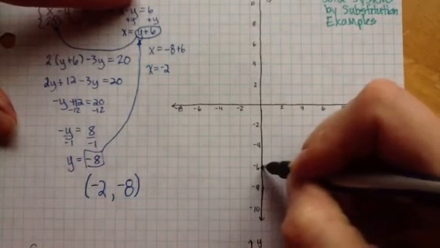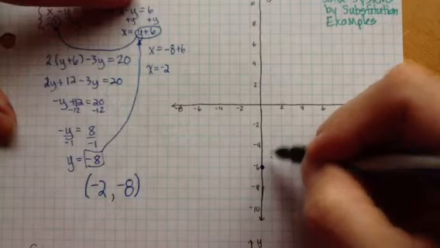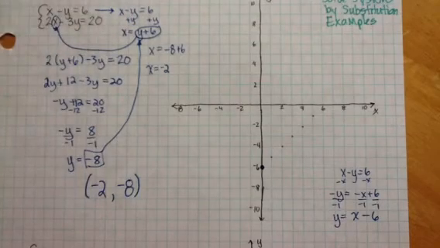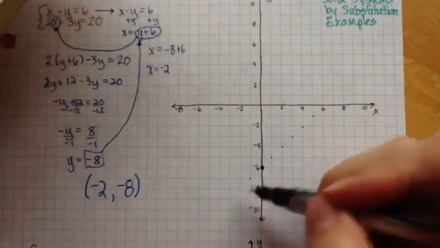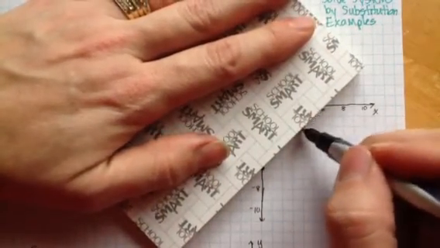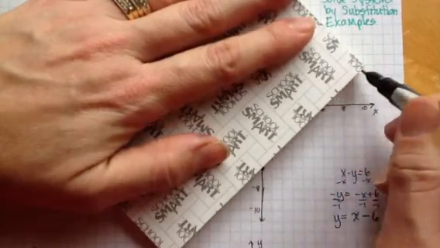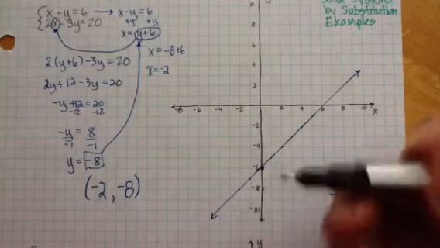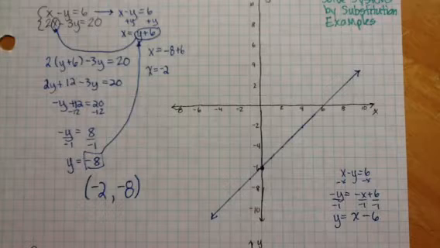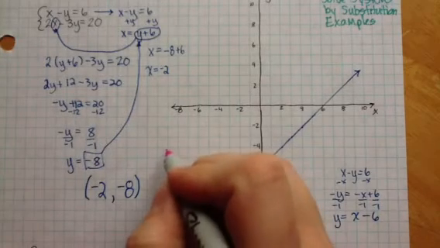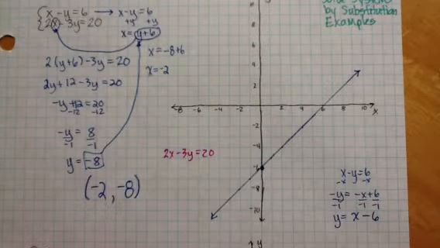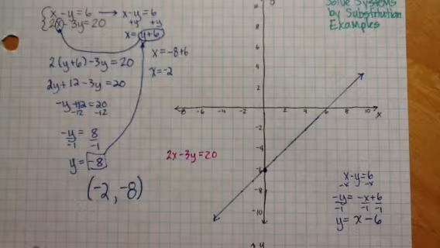So I'll go to negative 6 for my y-intercept, and then use my slope of 1 to graph that line. And connect those dots. My other equation, 2x minus 3y equals 20. I'm going to graph that one using the cover-up or blot-out method.